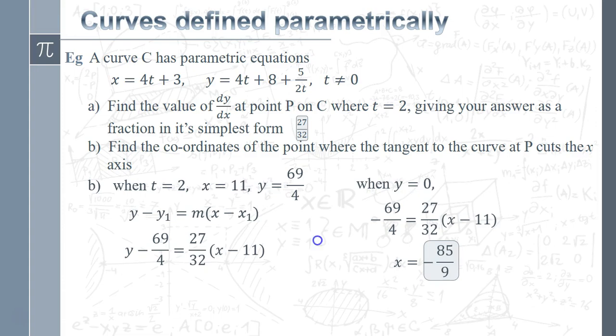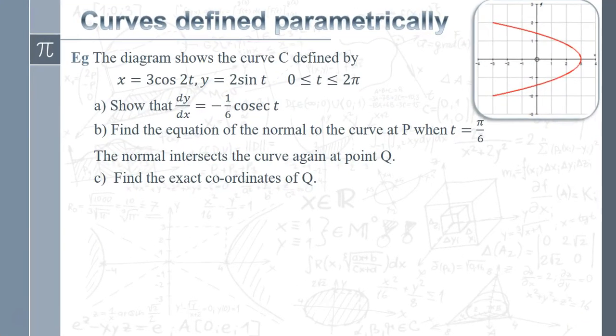Okay, so that one was reasonably straightforward. Let's go on to one that's a little bit more tricky, and it involves some trig. So what we've got is our curve up here, and it's defined parametrically: x equals 3 cos 2t and y equals 2 sin t. And first of all, we've got to show that dy/dx is minus 1/6 cosec t. As ever with show that questions in the exam, you've got to be absolutely clear on where everything is coming from. So we've got to show each step of our working.